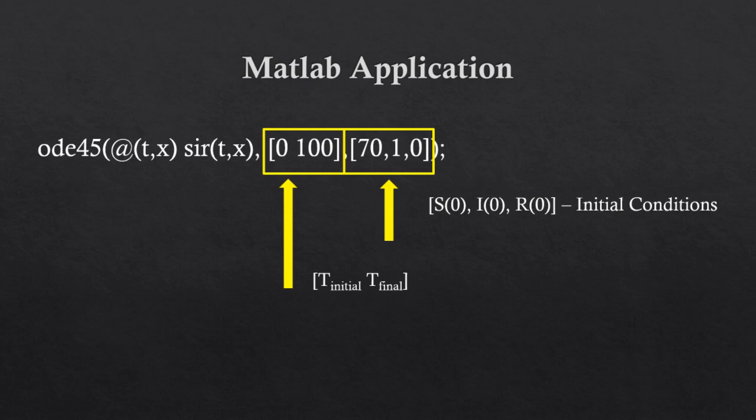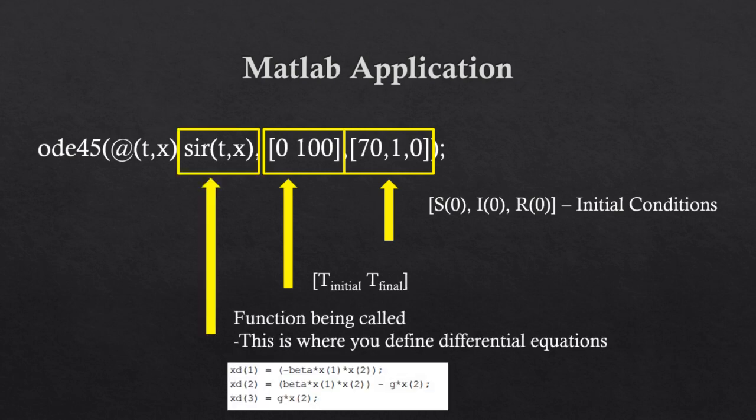And here is where we define the starting and ending points of t. And finally, this is the function being called. In a separate M file, we've defined the SIR function with the three equations shown below as the x vector.